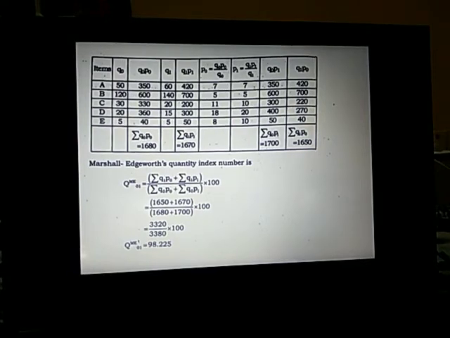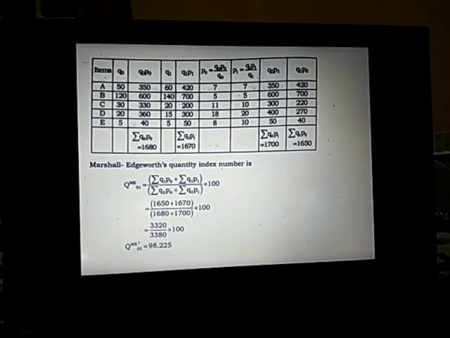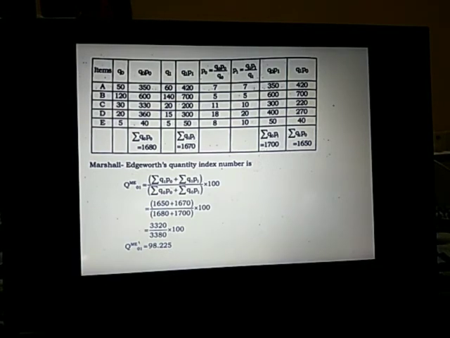Then we have the Marshall-Edgeworth quantity index number. The formula is given and all the values required are already in the table. We'll substitute it: 1650 plus 1670 divided by 1680 plus 1700 into 100. We get 98.225.